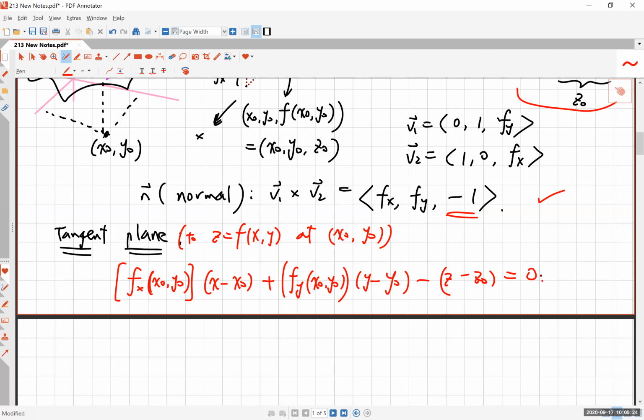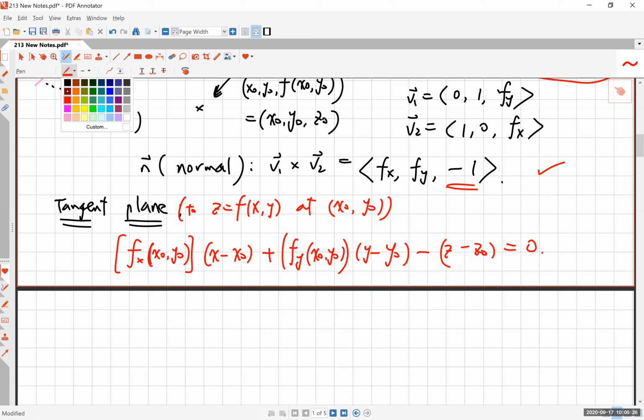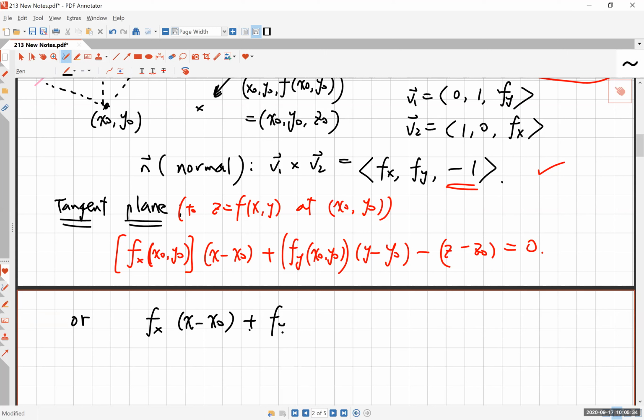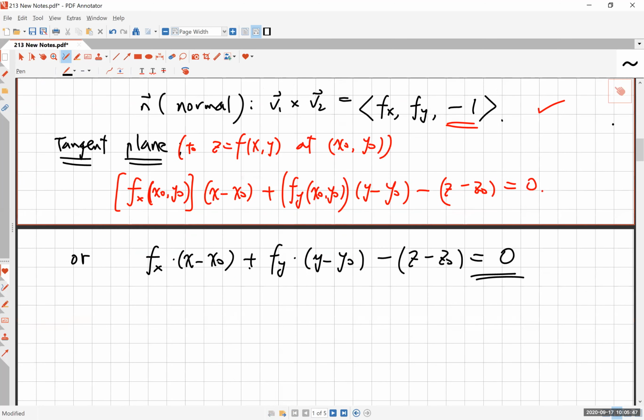is equal to 0. Or if you want a simplified version, it's fx evaluated at that point times x minus x naught plus fy evaluated at that point times y minus y naught. These are products. Minus z naught is equal to 0. Make sure you have this part so that you will actually have an equation. So this is the tangent plane.